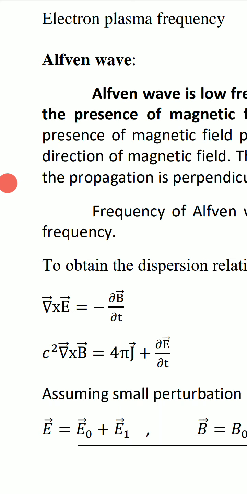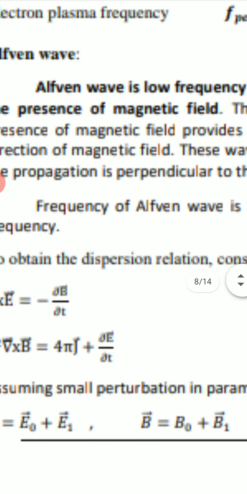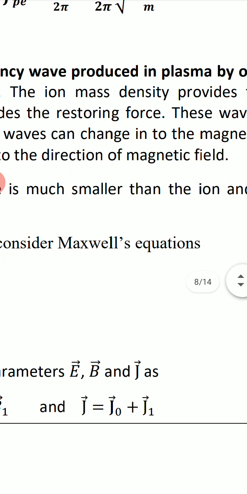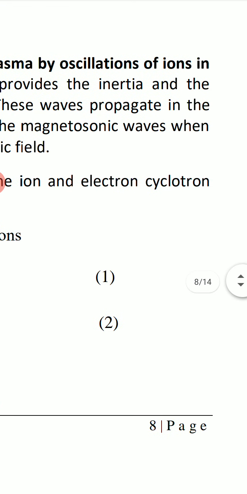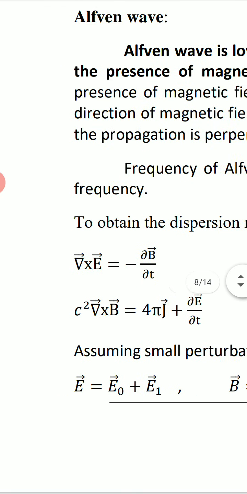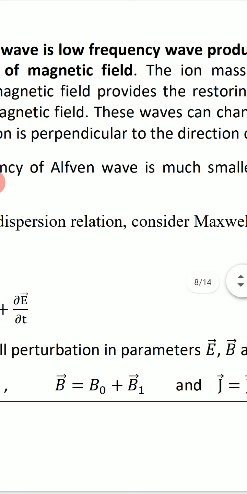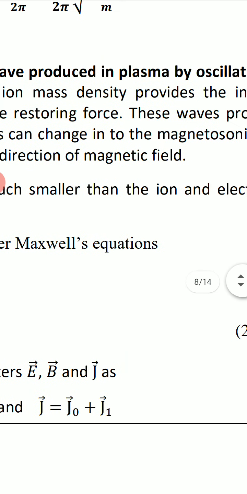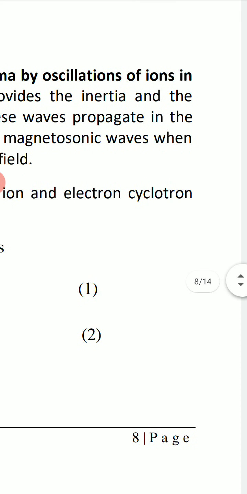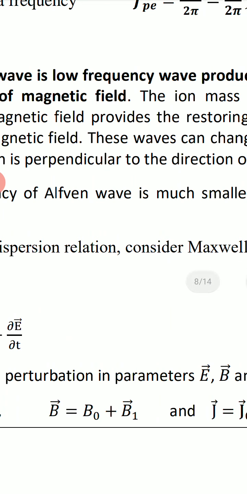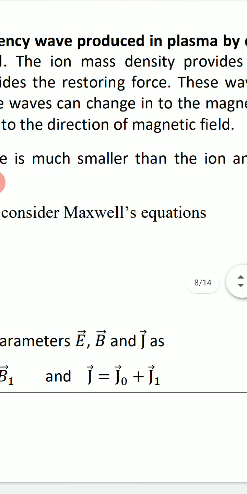Today's topic is Alfven wave. Alfven wave is a low frequency wave produced in plasma by oscillations of ions in the presence of a magnetic field. The ion mass density provides the inertia and the presence of the magnetic field provides the restoring force.